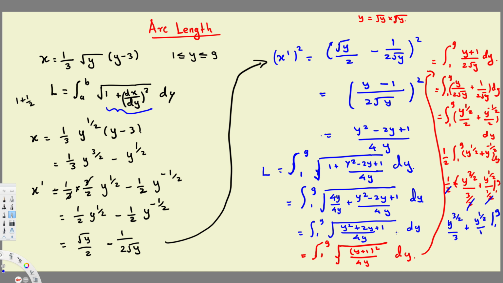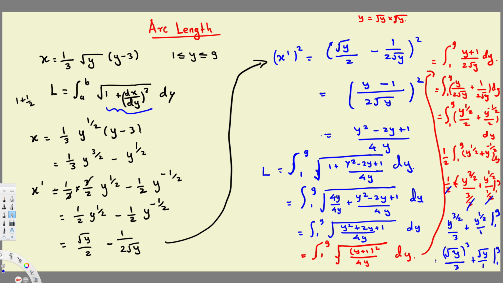So let's simplify further, and maybe I can directly apply. But before I do that, I'd like to write in a different way. If you see, all of them have power half. 3 by 2 means same as root y cube. So root y cube over 3 plus root y over 1, going from 1 to 9.